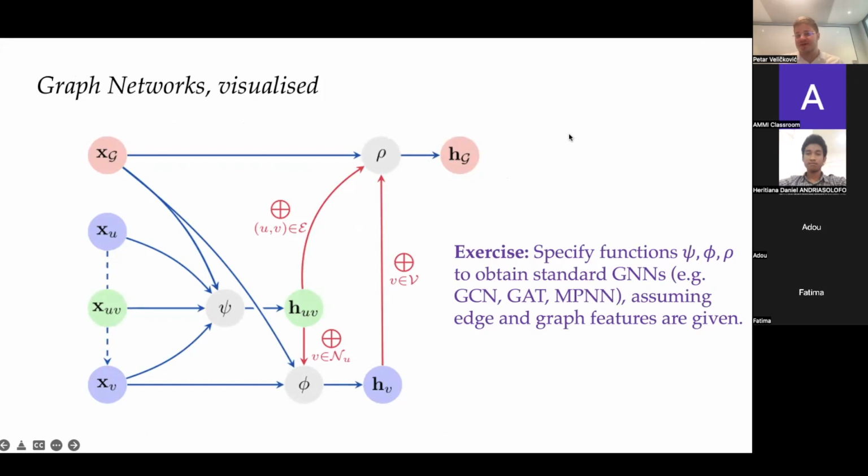The backprop basically just goes in the opposite direction, right? So these psi, phi, and rho are simple multi-layer perceptrons, and any gradient you've computed on the vectors for HG, HV, and HUV can then backpropagate through those functions into their inputs, right? And therefore optimizing the weights of those parameters. So I hope this answers the question. Generally, we just look at these data flow arrows and we look at them backwards to backpropagate through the functions that we care about.